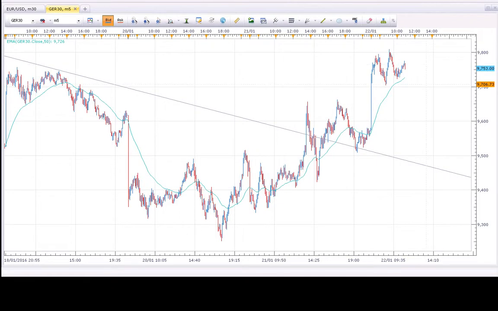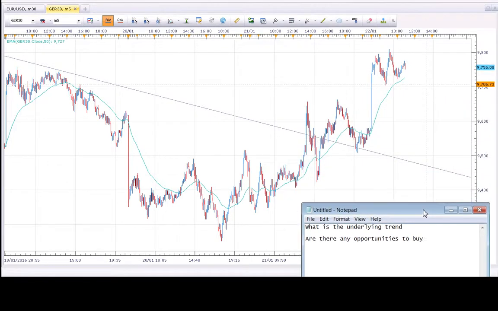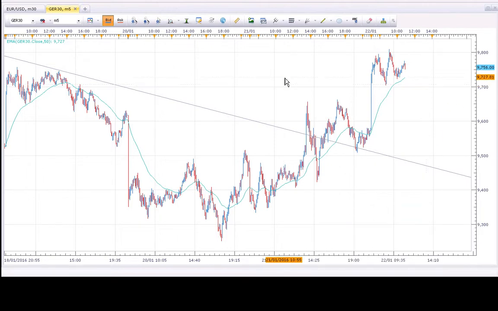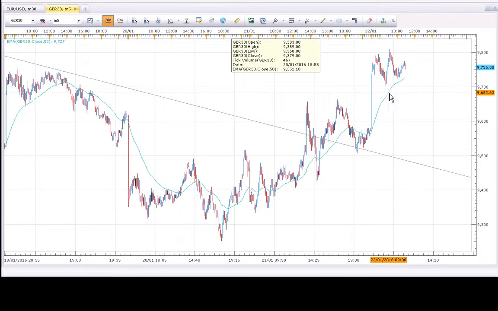Okay, so the next thing we're going to need to do, once we've understood the underlying trend, which in this case is bullish, is find out: are there any opportunities to buy? And the way that we're going to find that out is to apply a couple more moving averages. The other moving averages we're going to take a look at are going to be much faster moving averages than this 50 line here.